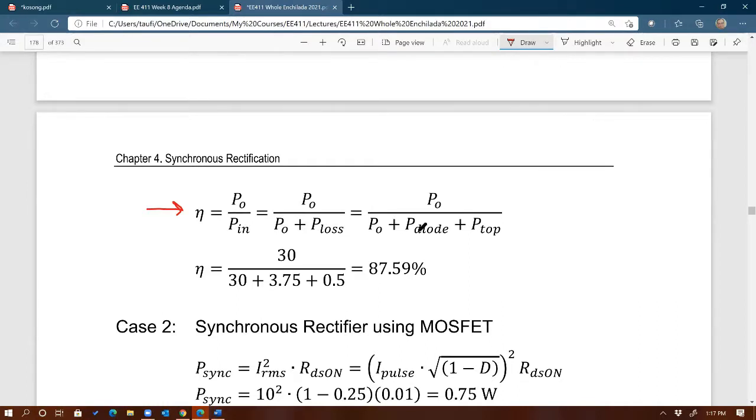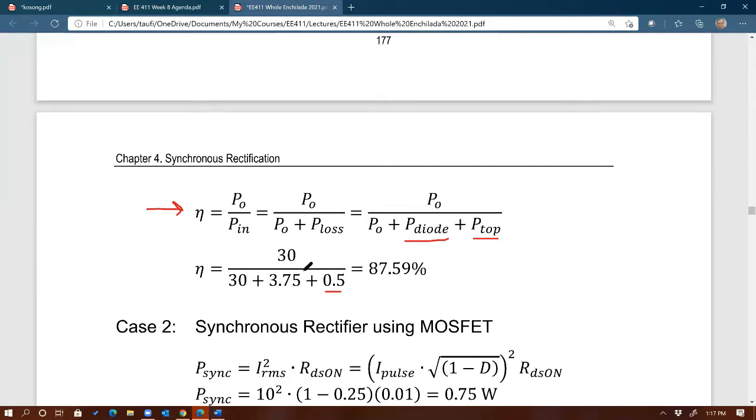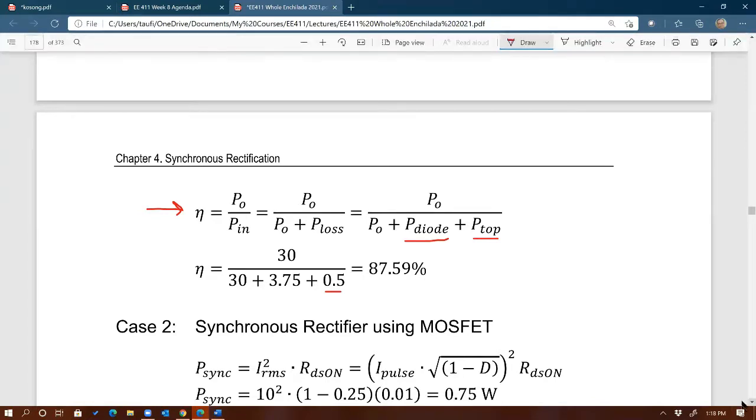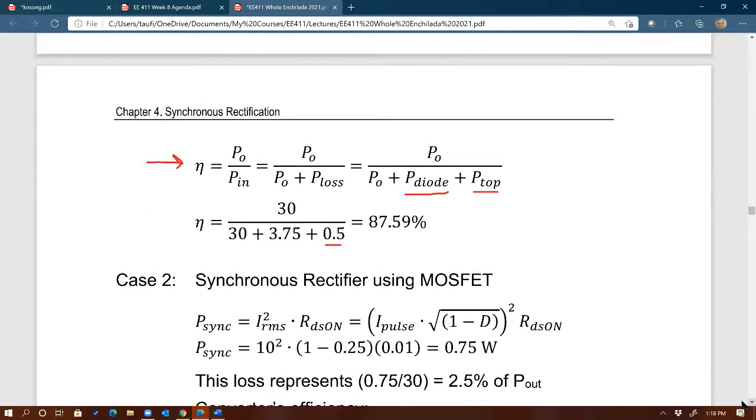And in our case, our loss is 3.75 watts plus 0.5 watts. The 3.75 is from the diode that we just calculated. 0.5 is for the top MOSFET that we assume to be constant loss. So if you do that, then you get 87.59% efficiency with case number 1. Okay, any question on this?